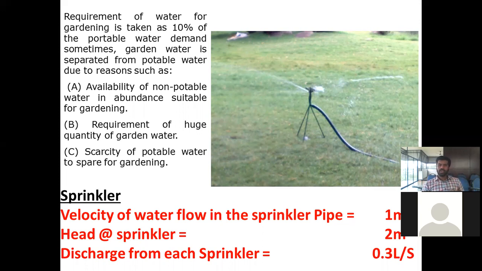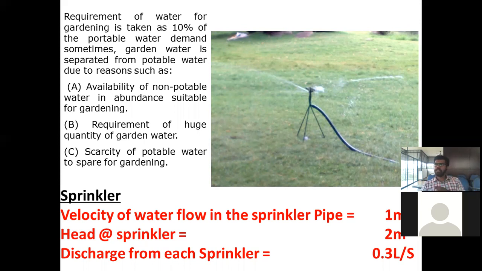Okay, so it has been said that the requirement of water for gardening is taken as 10% of the potable water demand. Sometimes garden water is separated from potable water due to some reasons that are explained here.